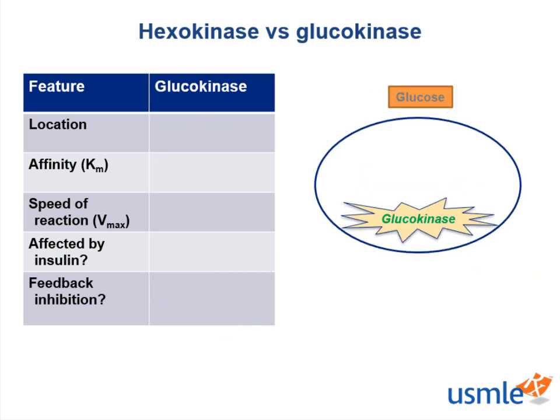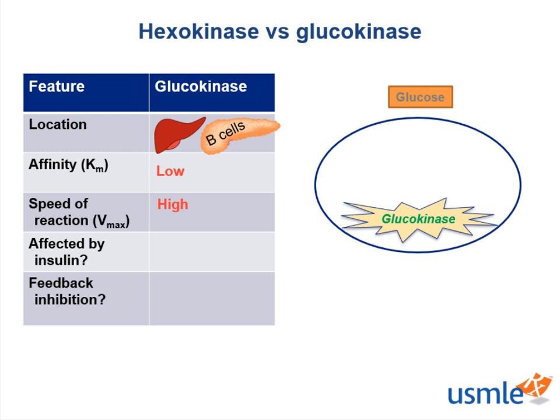Okay, so on to glucokinase. Glucokinase comes into play after meals when there are high glucose loads. Where is glucokinase found in the body? Glucokinase is only found in the liver and in beta cells of the pancreas. This enzyme has a low affinity for glucose but a high capacity or reaction rate.